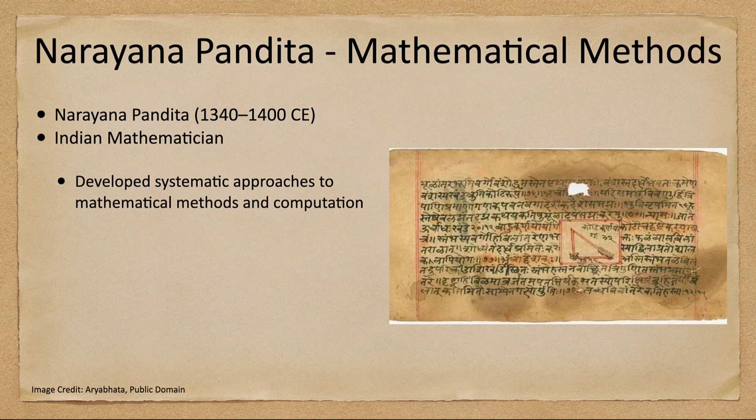By the 14th century, astronomy in India relied heavily on advanced mathematical methods. Calculating planetary motion and predicting celestial events required increasingly systematic forms of computation. One scholar who contributed to this growing mathematical tradition was Narayana Pandita.